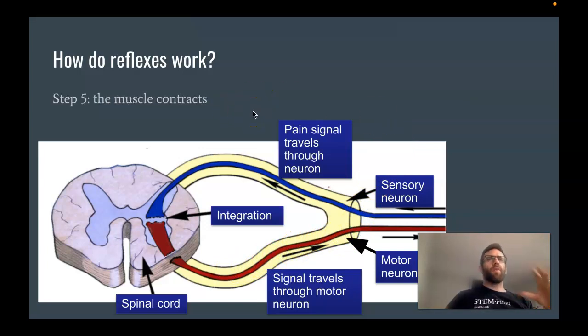So if we can imagine a person touching that prickly cactus, as soon as they touch it, they quickly pull back, and the motor neuron is telling their muscles to pull back quickly. And that's what a reflex is.